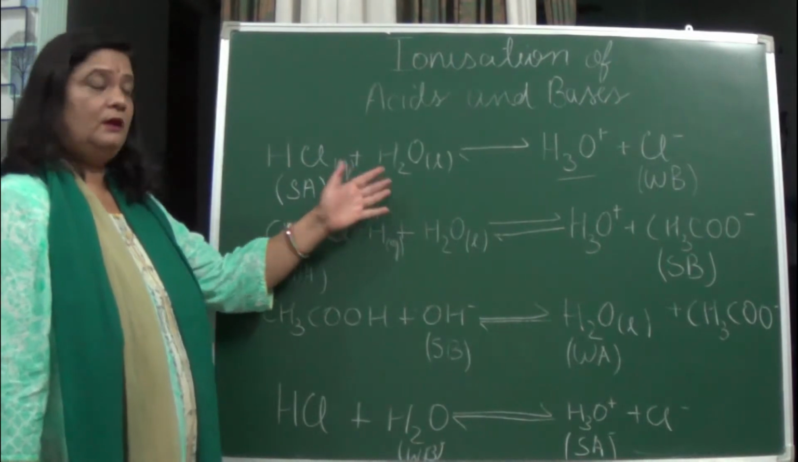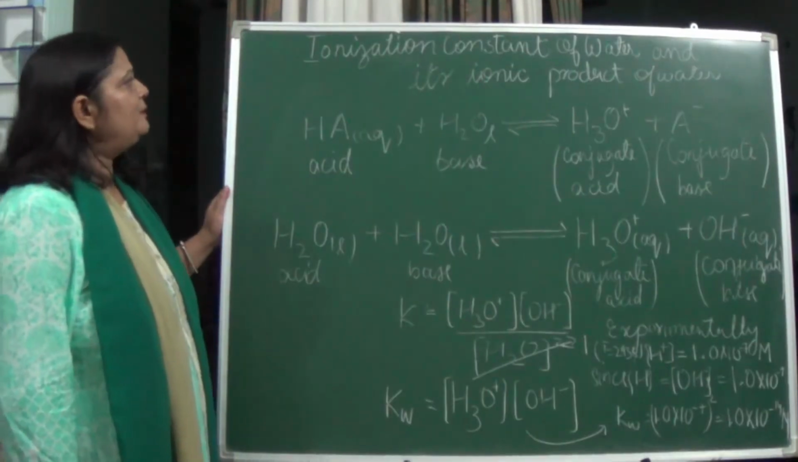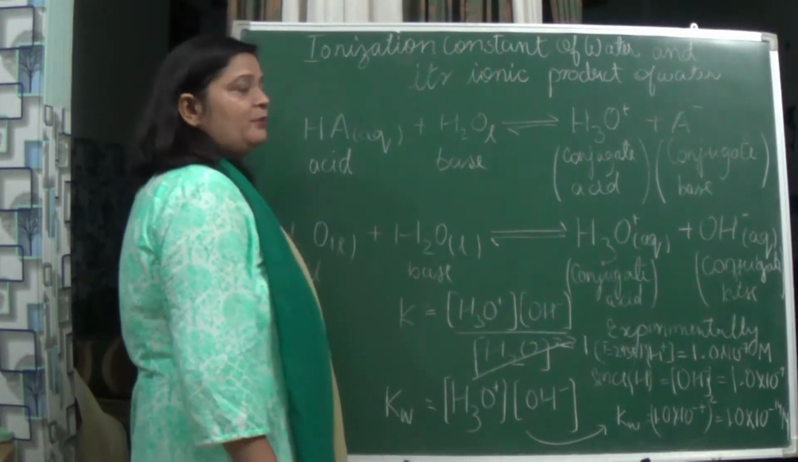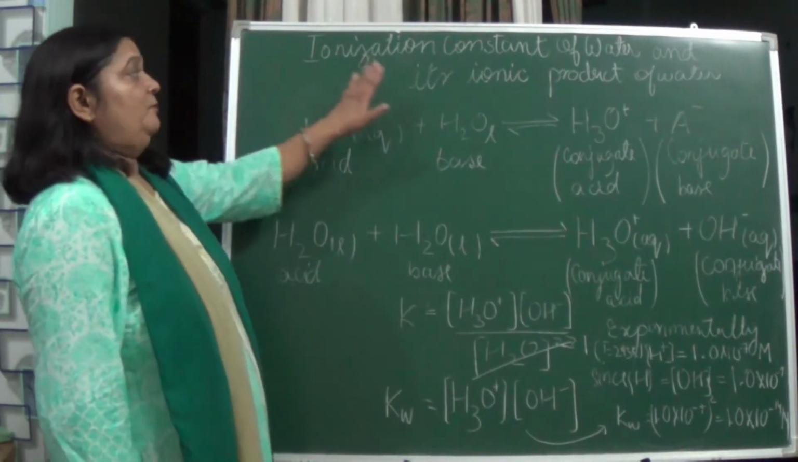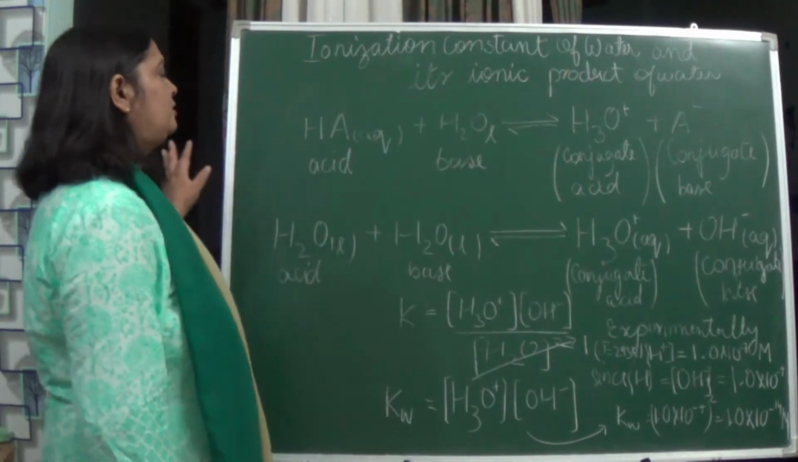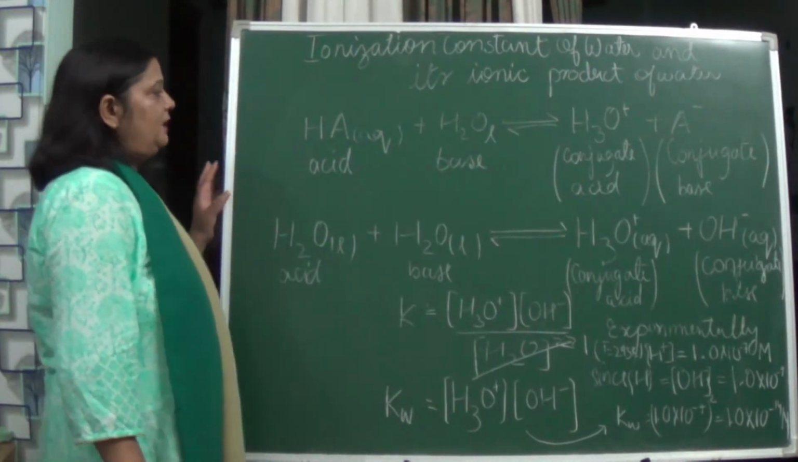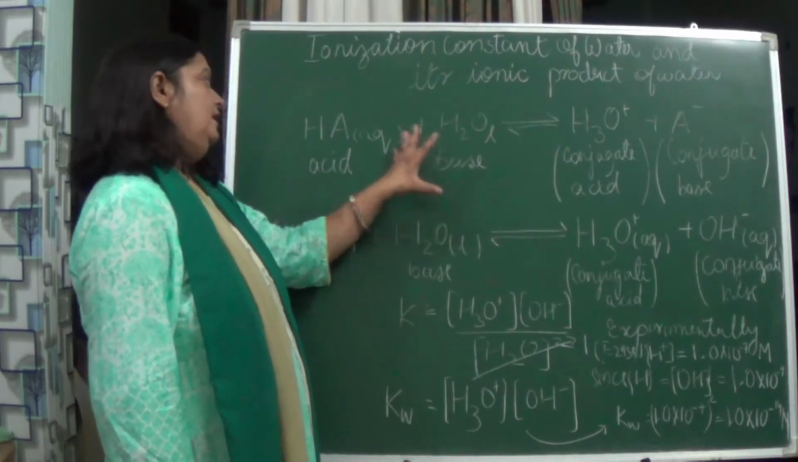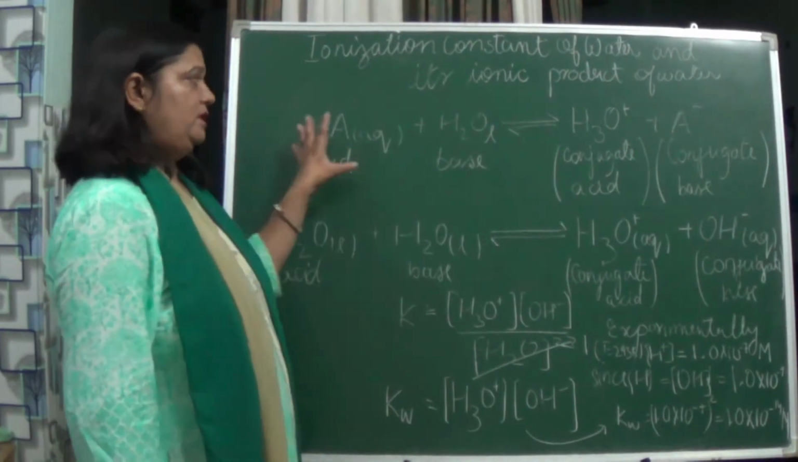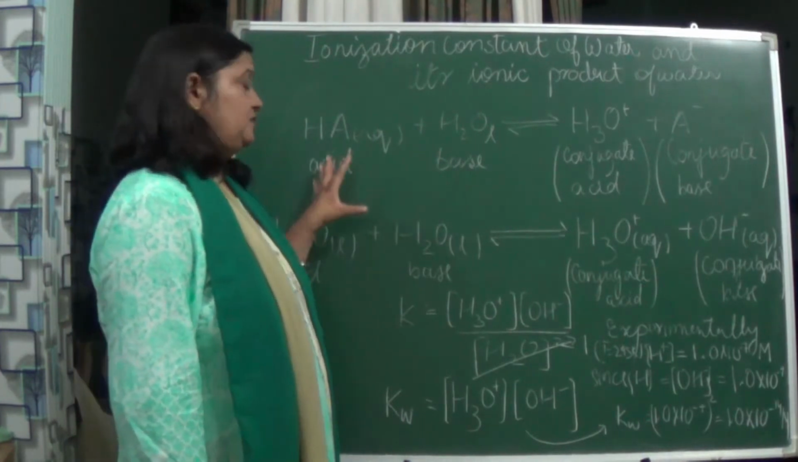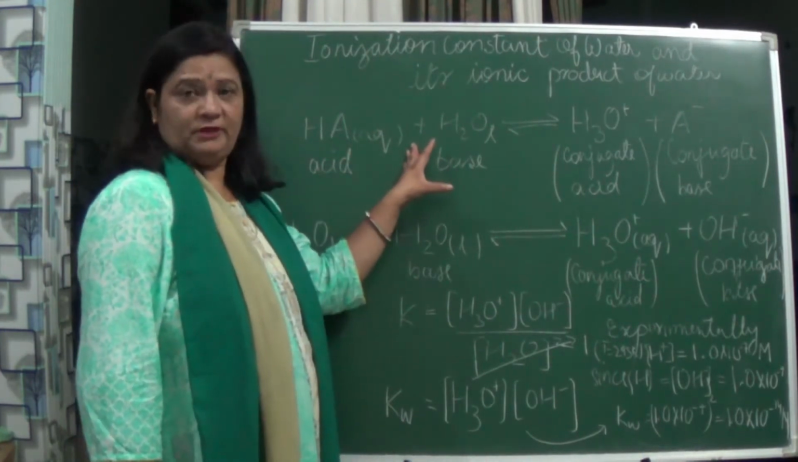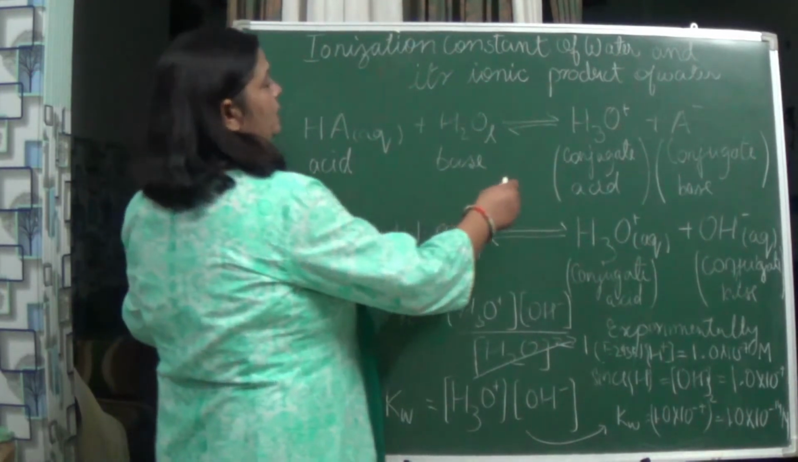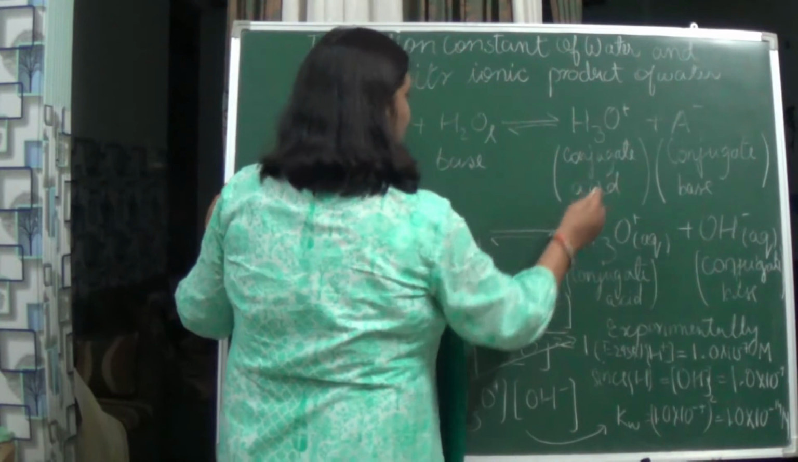So now we are going to study the ionization constant of water and its ionic product. It means the ionic product of water. So we have seen that if we are taking an acid and a base, here one acid has been taken, and water has been taken in the form of base, because the first is acting as an acid, and the second will be in the base form. So now we will be getting an acid and a base.